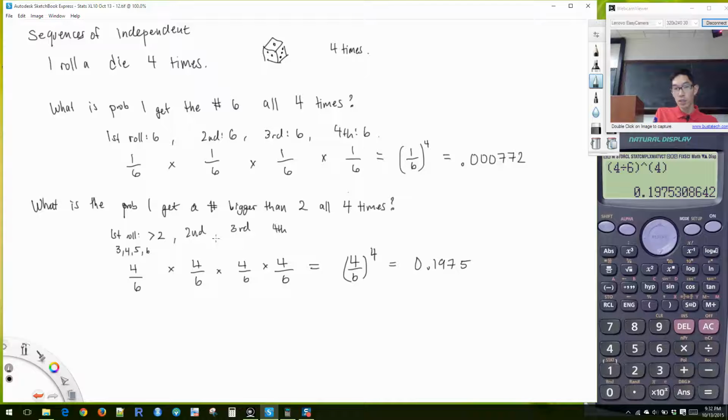To calculate all of these things, when they're independent, we just multiply these probabilities together. Is that okay? So I've done 4 out of 6 times 4 out of 6 times 4 out of 6 times 4 out of 6, which is essentially 4 out of 6 raised to the 4th power, and I get 0.1975. Is that okay?